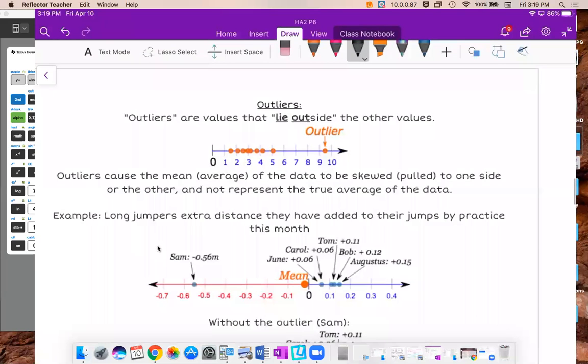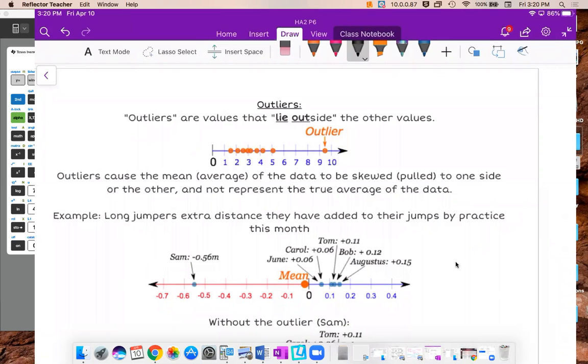Okay, so then we have outliers, which I think a lot of you guys know. Outliers are the values that lie outside of the other values. So if we look at this first example, you have all of these data values that are really close to each other, and then you have this one that's really far away out here. This is your outlier. The outliers cause the mean or the average of the data to be skewed or pulled to one side or the other and not represent the true average of the data.